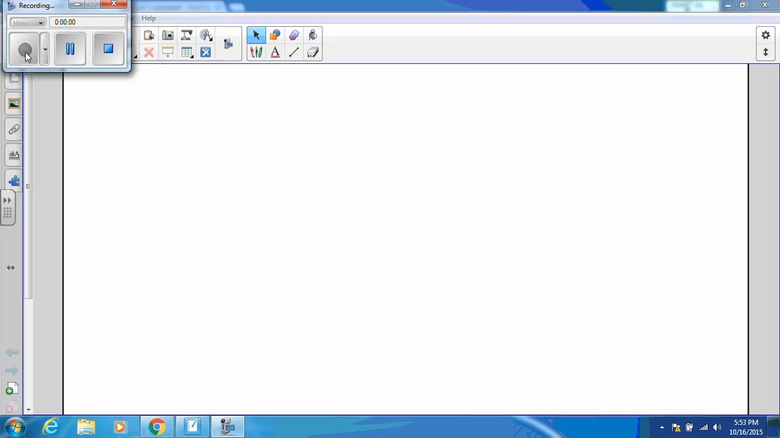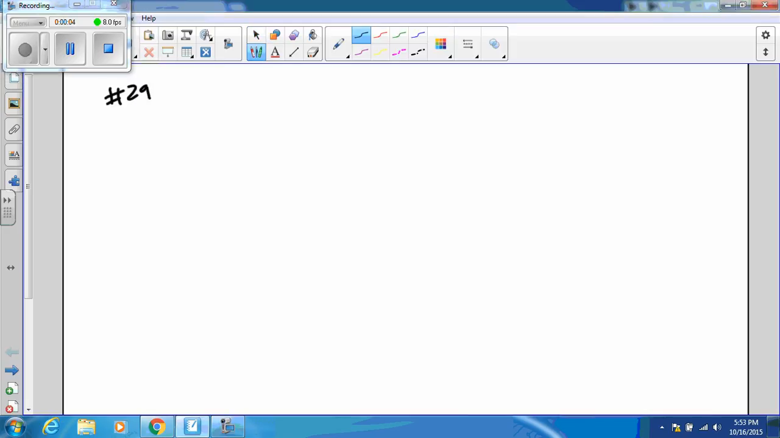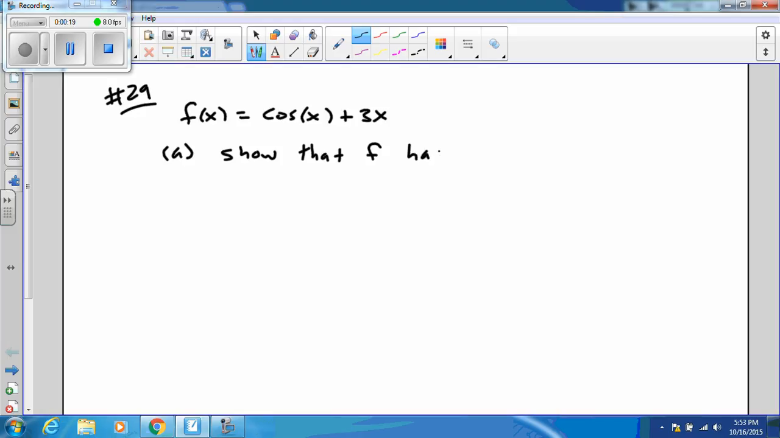I wanted to finish off our problem number 29 that we looked at in class. We were given a function f of x equals cosine of x plus 3x. And in part A, which we skipped over, we were asked to show that f has a differentiable inverse. So we wondered how to do it.